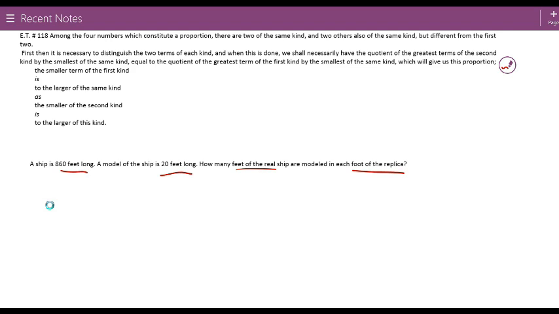I would say our first kind would be feet of the real ship, and our second kind would be feet of the model. So the smaller of the first kind would then be this value that we're looking for. We're going to have our unknown value there because any part of the ship is going to be smaller than the entire ship.